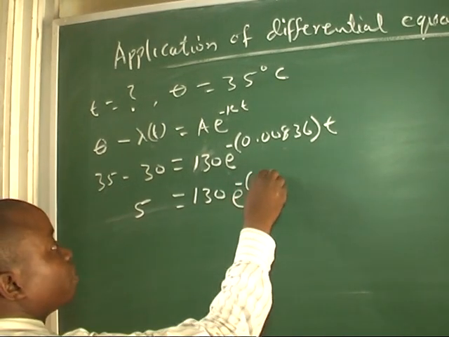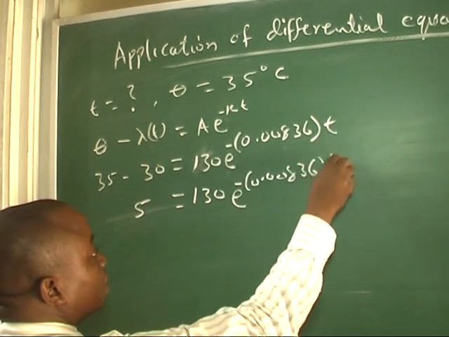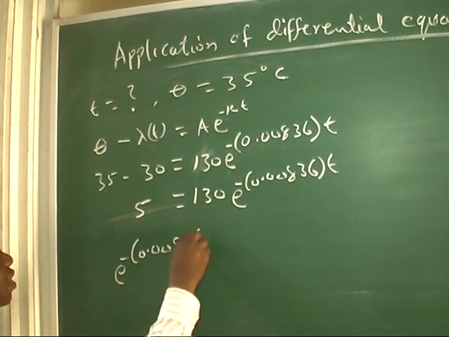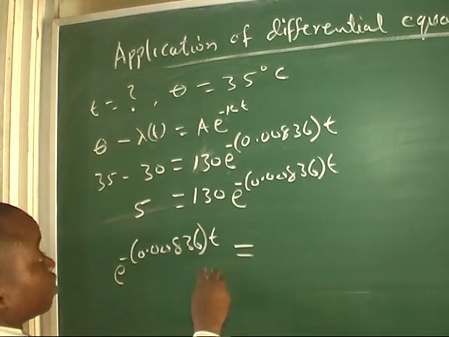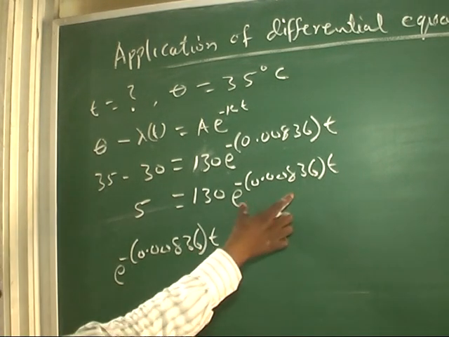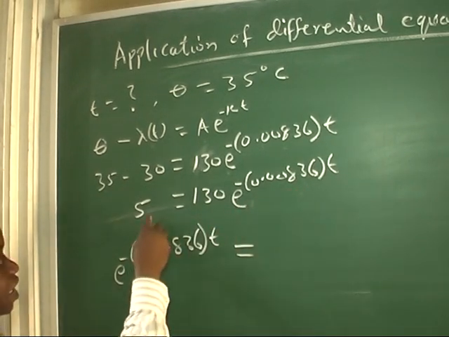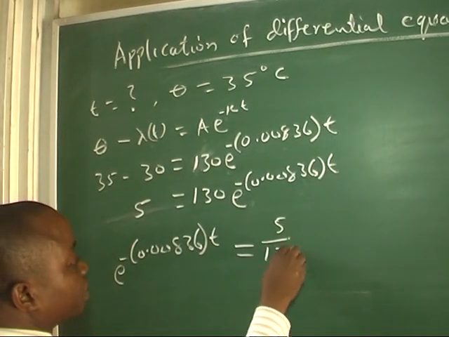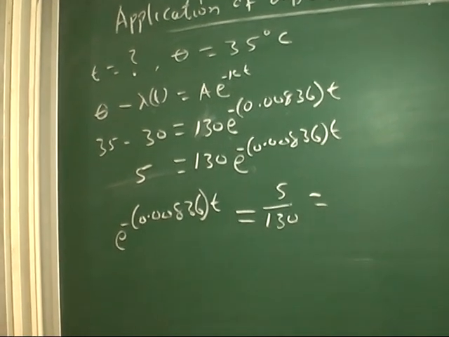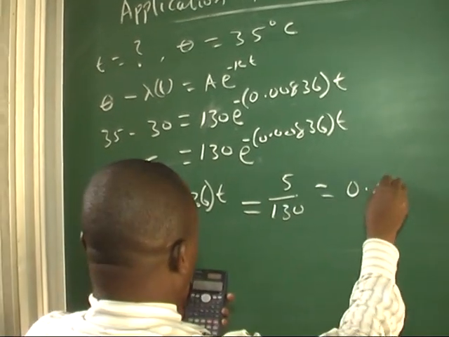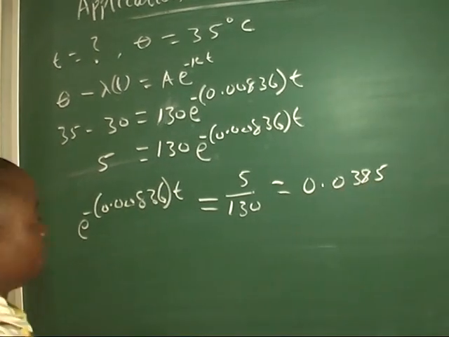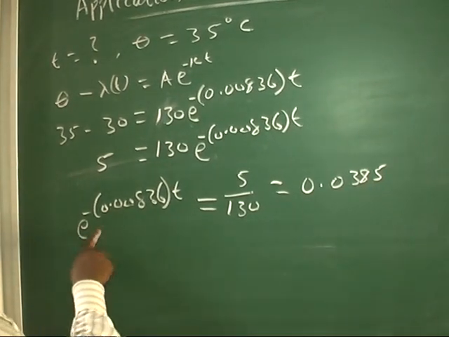Minus 0.00836 T. So we can get exponential minus 0.00836 T is equal to... I'm making this the subject of the formula first so that you understand. I'm making this the subject of the formula so that I can divide 5 by 130. If I do that, I will have 0.0385 by approximation.